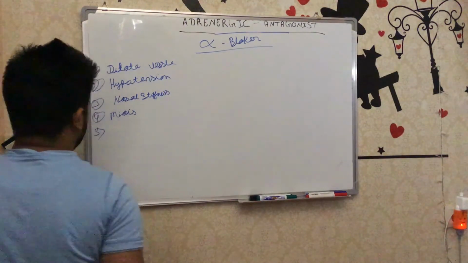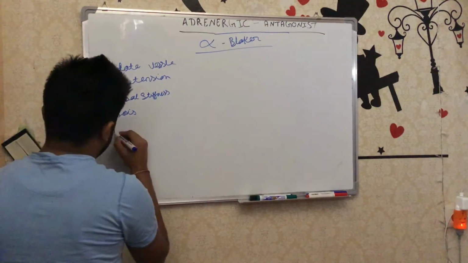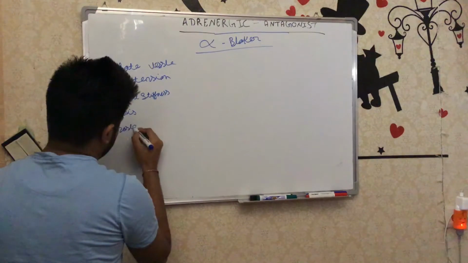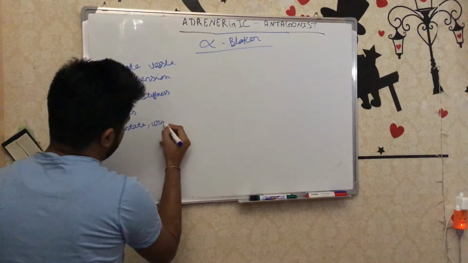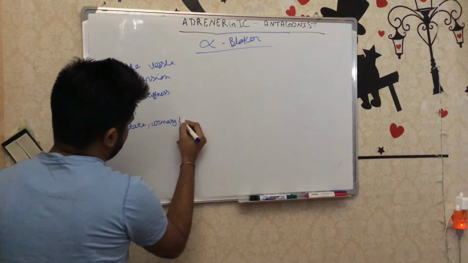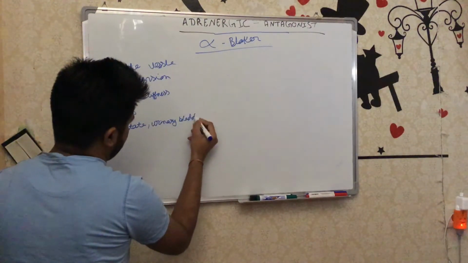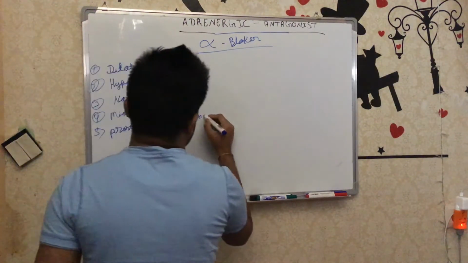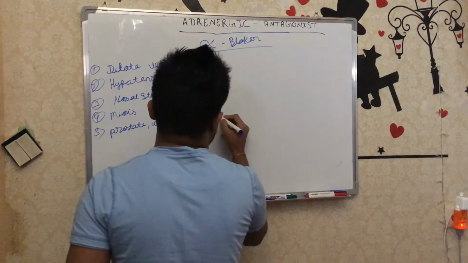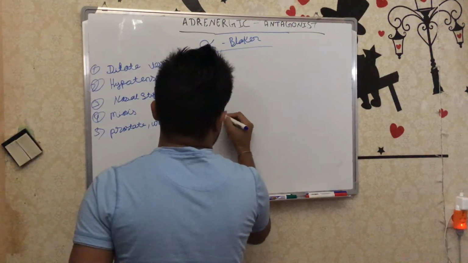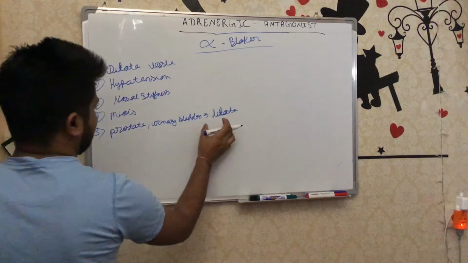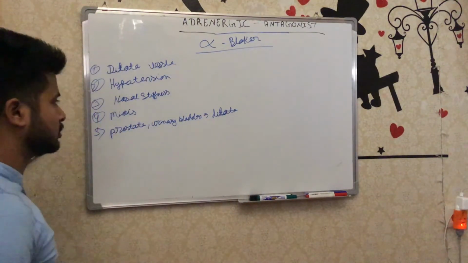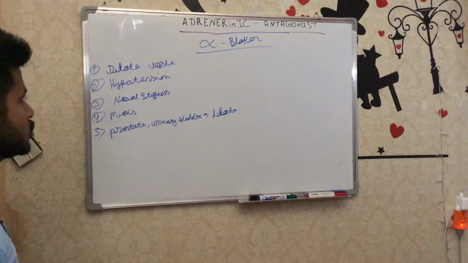Fifth, in the prostate or urinary bladder, the muscles relax or dilate. So the prostate and urinary bladder muscles become dilated or relaxed due to blockage of the alpha receptor.